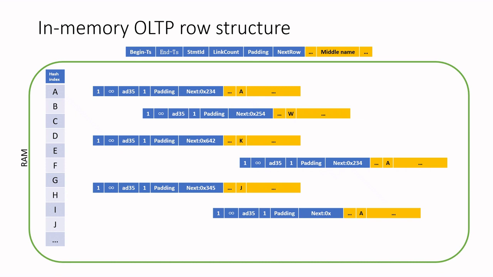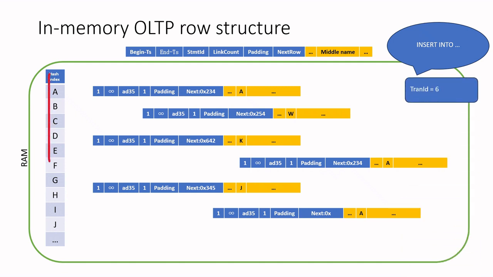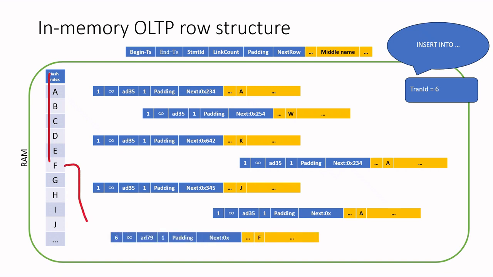Insert query also follows nearly the same flow. Suppose you run some insert statement, transaction ID is recorded. After this, the corresponding hash index is found. Suppose it is F in our case, and data row is added by linking to this index. As you can see, transaction ID is recorded in begin TS here. After validation phase, global commit timestamp counter is recorded and begin TS is changed to this timestamp. That's all.